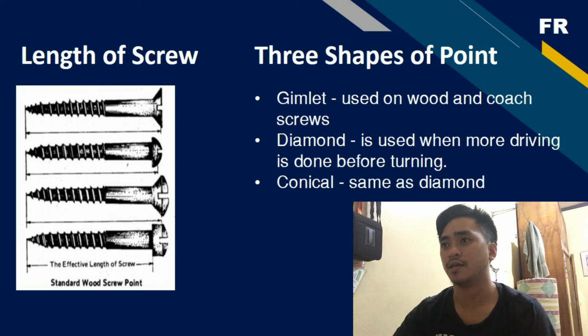Now the three shapes of points. First is the gimlet. It is used on wood and coach screws. Next is the diamond, which is used when more driving is done before turning. And lastly, the conical, which is the same as the diamond.